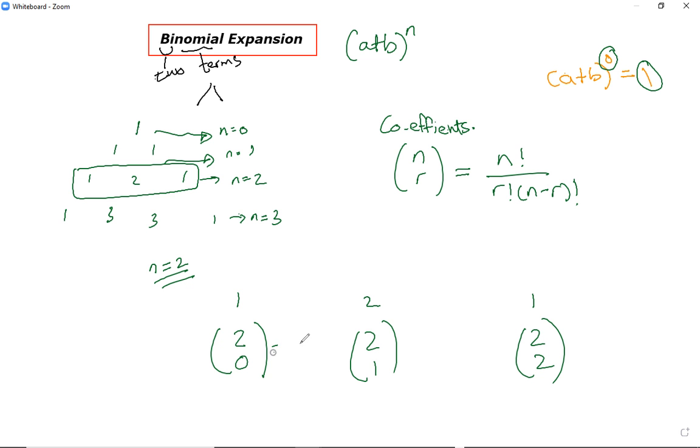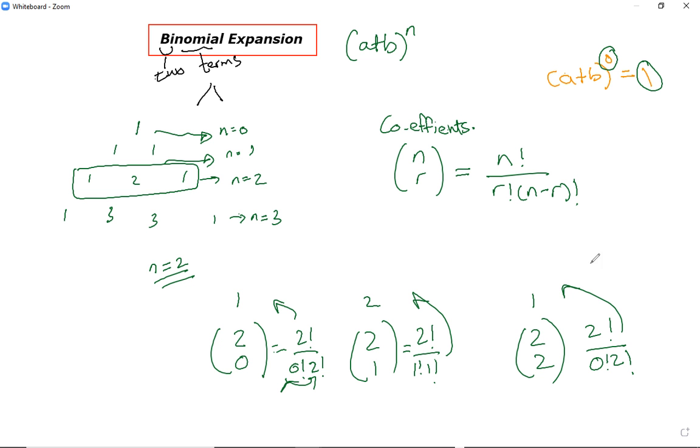which is why this would be 2 factorial over 0 factorial times 2 factorial, which comes to 1, 0 factorial being 1. And then 2 factorial over 1 factorial times 1 factorial is 1, so that becomes 2 over 1, which is 2. And this one is 2 factorial over 0 factorial times 2 factorial, which is basically the same one but the other way around. It also ends up as 1, with some kind of symmetry.